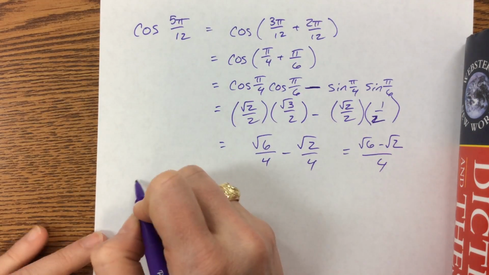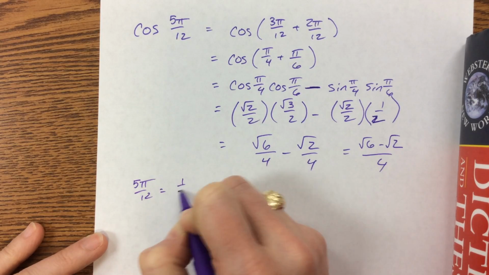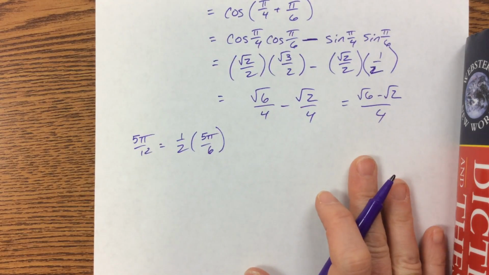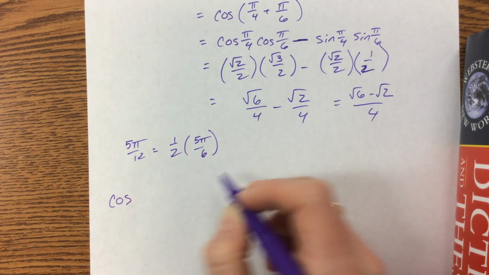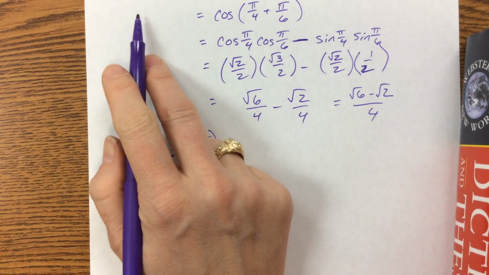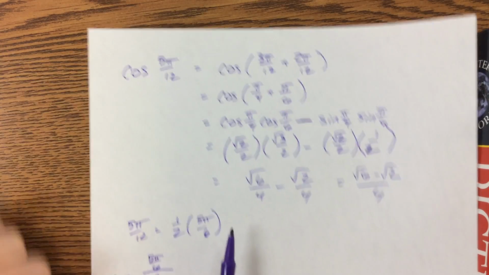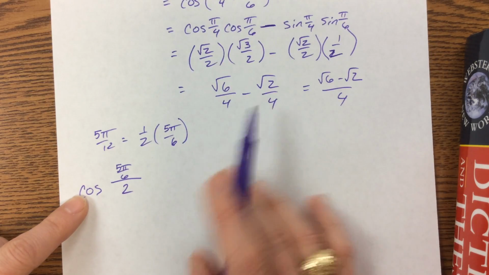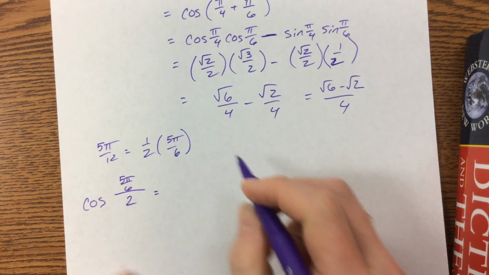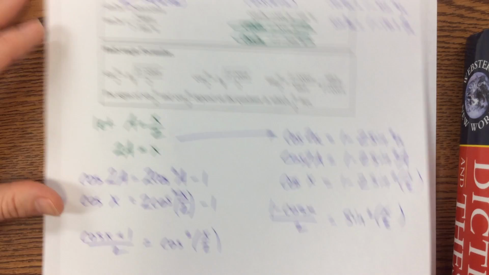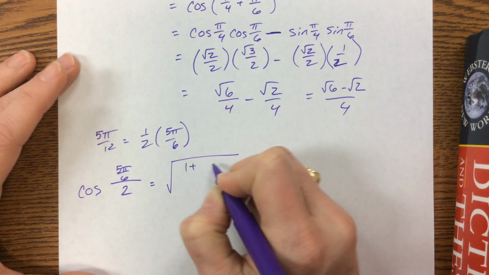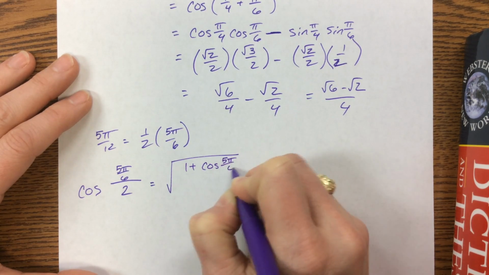The other option is to recognize that 5 pi over 12 is equal to half of 5 pi over 6. So you can say cosine of 5 pi over 6 over 2 is the same thing as the cosine of 5 pi over 12. Now this is going to use a totally different formula, and the answer will look very different, which is why sometimes I have you find a decimal approximation. My half angle formulas are not something I have memorized. So it's the square root of 1 plus cosine of 5 pi over 6, over 2.